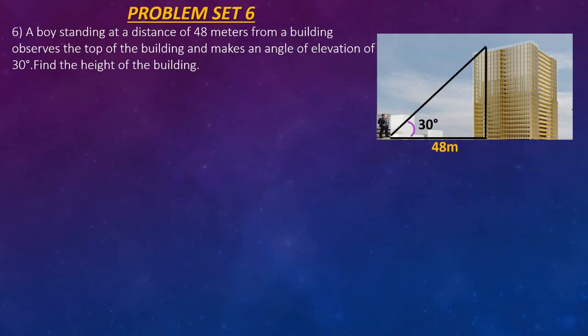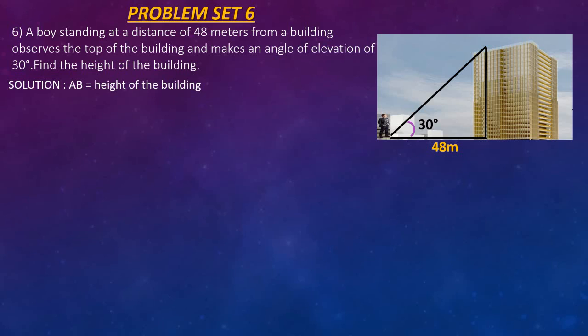As you can see in this picture, a boy is standing at some distance away from the building. The distance is 48 meters and he is looking at the top of the building, which means he is making an angle of elevation. The angle of elevation is given, that is 30 degrees, and we need to find the height of this building. Let us see how we are going to find it.